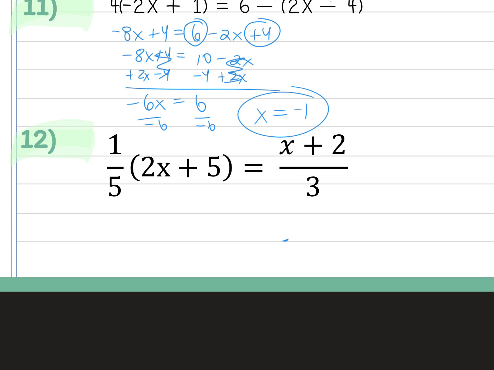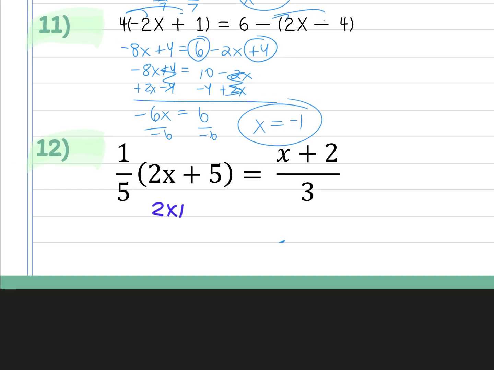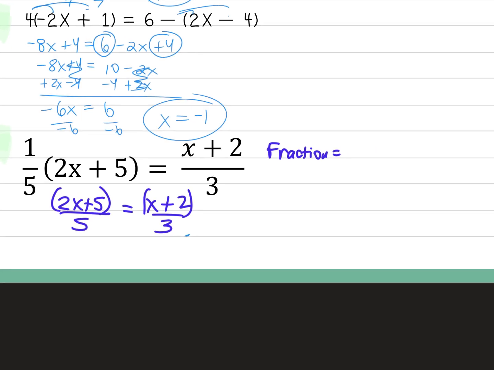Do you guys agree with me that I can write this equation as 2x plus 5 over 5, right? And then this is x plus 2 over 3. Are we allowed to do that? All right. If you guys have a fraction, one fraction, it's not 1/2 x minus 7 over 3 equals something. It's one fraction on the left-hand side, one fraction on the right-hand side. When you have one fraction equal to one fraction, does anybody know what we can do mathematically?